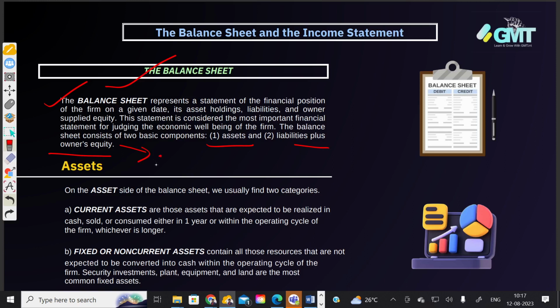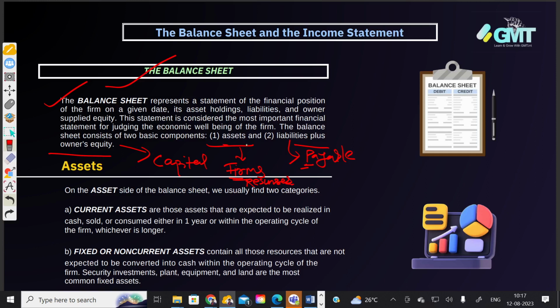Owner's equity means capital. And liability means it's a payable portion. And assets means the firm's own resources, which they can utilize to generate revenue. So that's how the balance sheet provides the exact picture of your business.